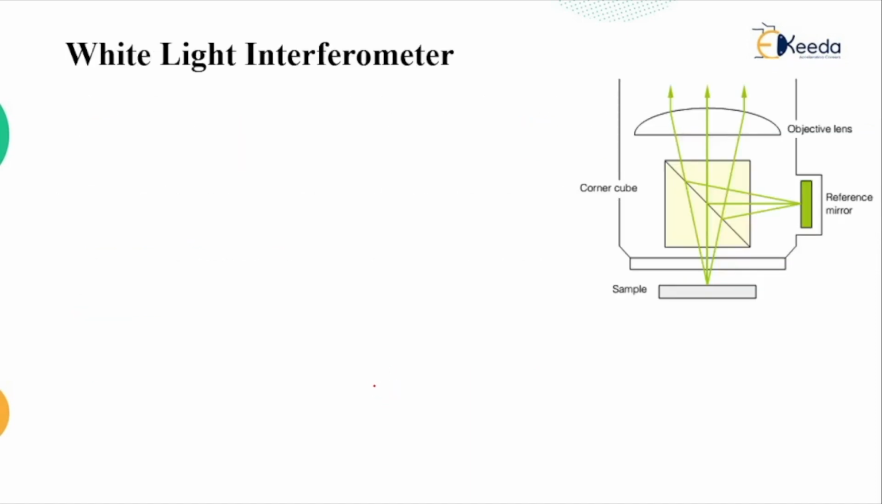Now the white light interferometer. So we can see here the diagram for this interferometer. In an earlier section we studied this interferometer and the principle that is used for the measurement of flatness. So that interferometer we can use for checking the surface roughness also.